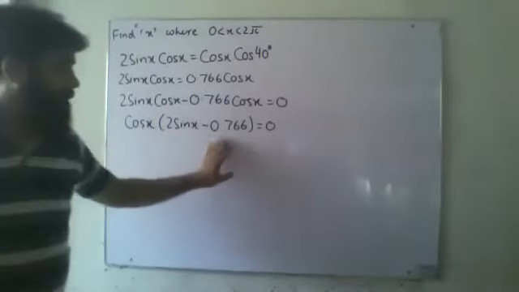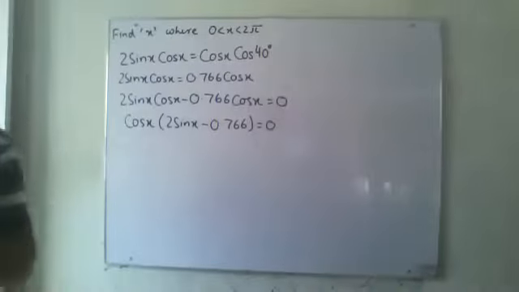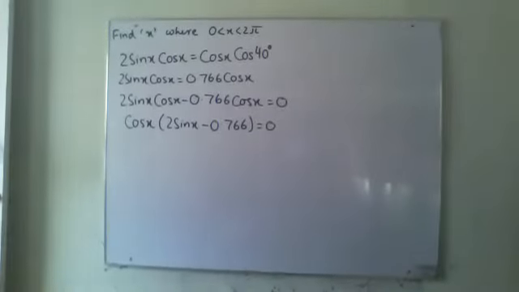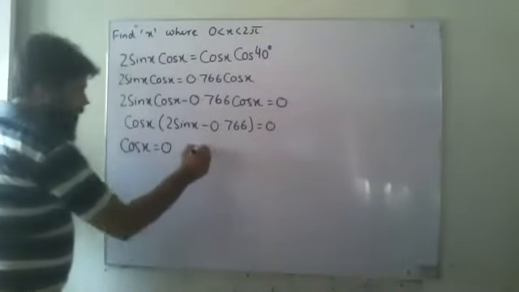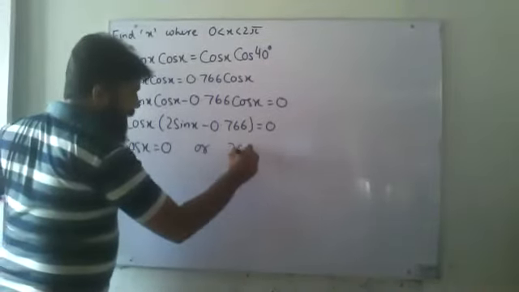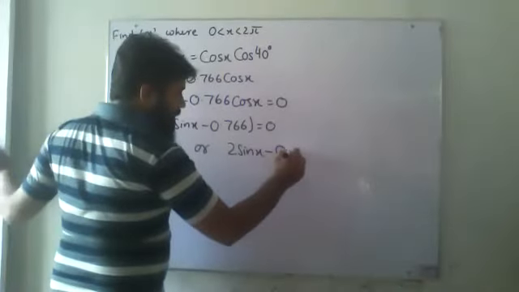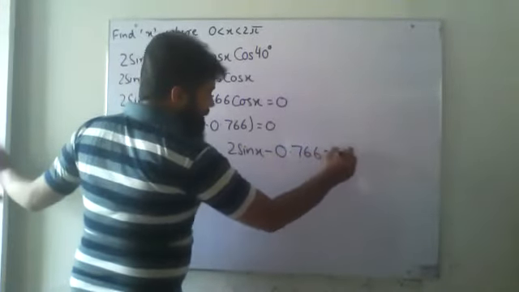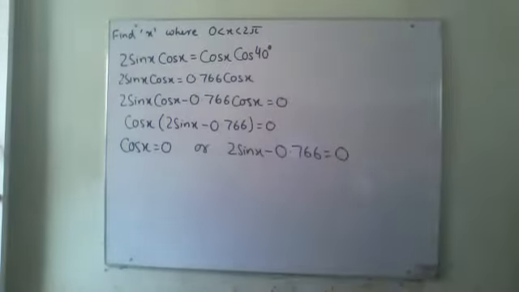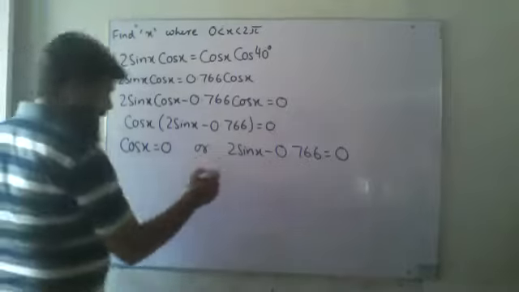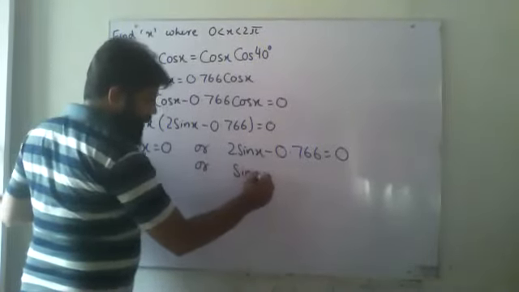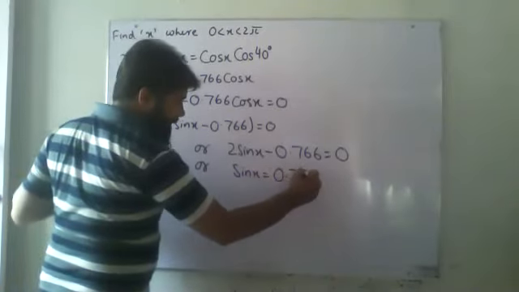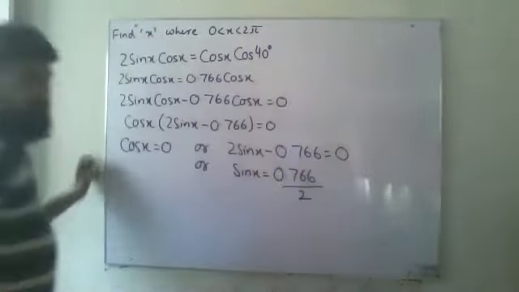This multiplied by this equals 0, only then I can say either cos x equals 0 or 2 sine x minus 0.766 equals 0. Now, simplifying this one first. Sine x equals 0.766 over 2.